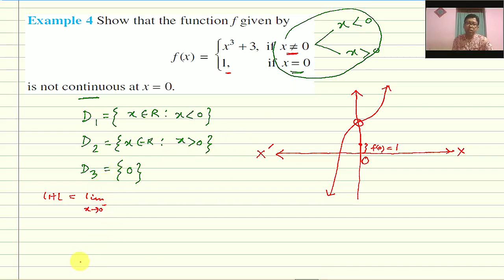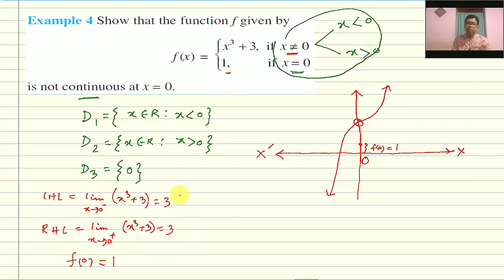So write x cube plus 3. So in limiting case, it will be 3. RHL is equal to the limit x tends to 0 positive. And again, same condition, x is greater than 0, so x cube plus 3. And the limiting case is 3. But what is f of 0? F of 0, you see, it is given in your question, f of x is equal to 1 if x is equal to 0. That means f of 0 is equal to 1.